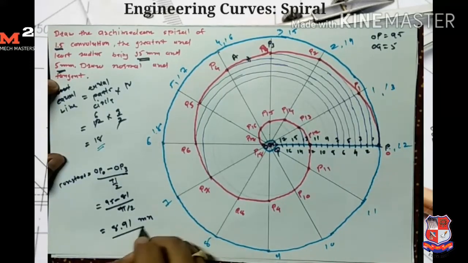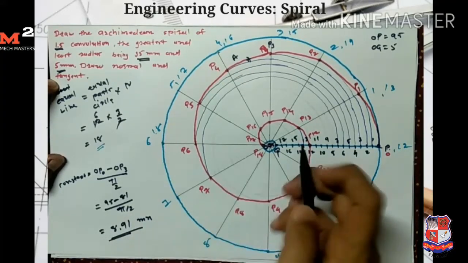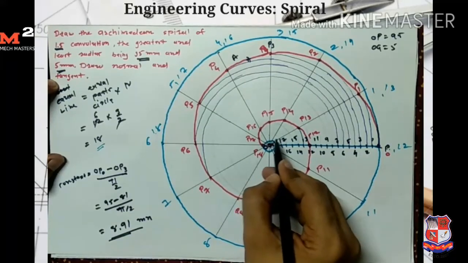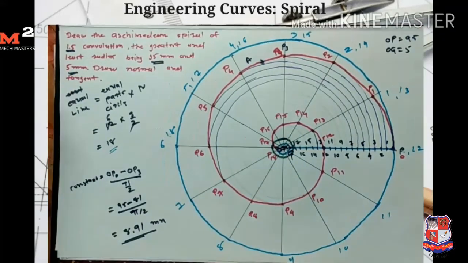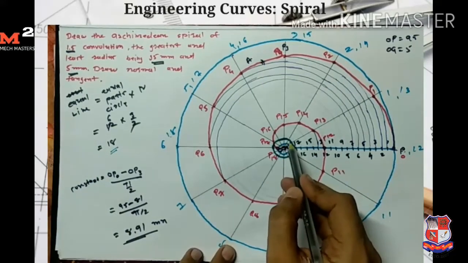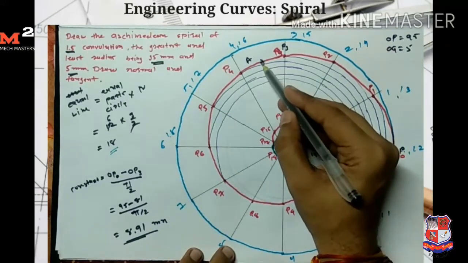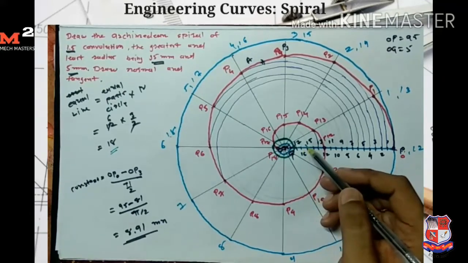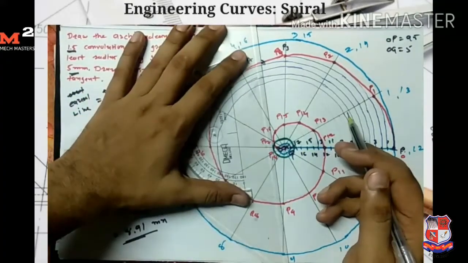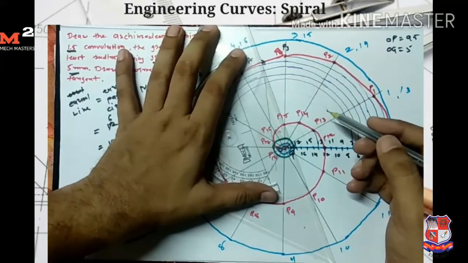Now taking 8.91 mm as a radius and O as a center, I draw one circle here. Now from point A I draw a tangent on this circle. Here we have two tangents on this circle, one here and one here.